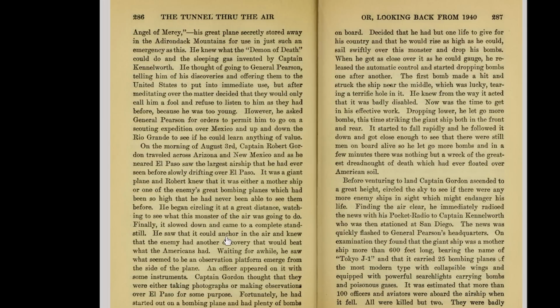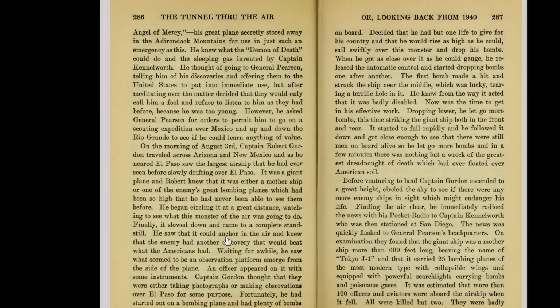When he got as close over as he could gauge, he released the automatic control and started dropping bombs one after another. The first bomb made a hit and struck the ship near the middle, which was lucky, tearing a terrific hole in it. He knew from the way that it acted that it was badly disabled. Now was the time to get in his effective work.